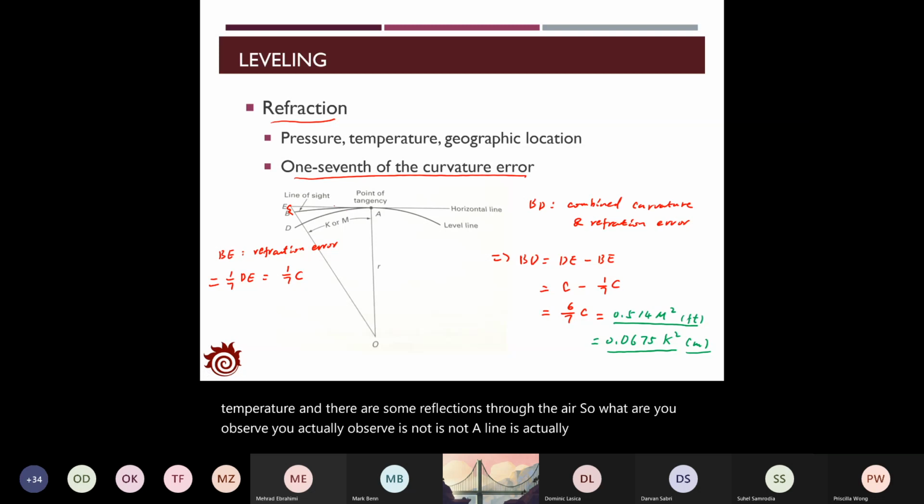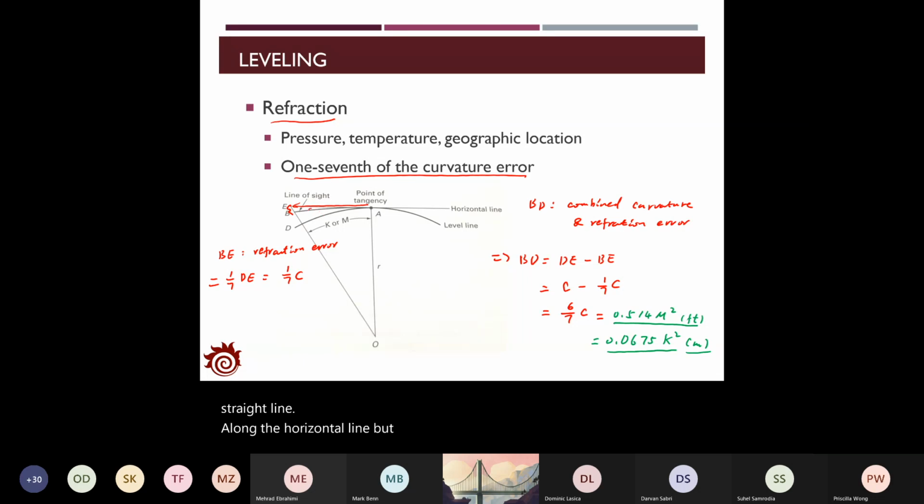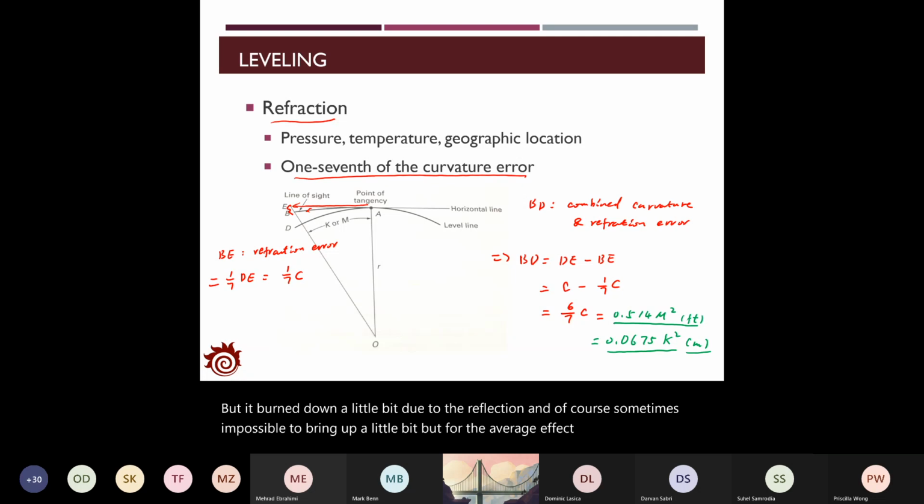It's just like what you're going to see here. You are supposed to look in a straight line along the horizontal line, but due to the refraction, you observe a curve, and it bends down a little bit. Of course, sometimes it's possible to bend up a little bit, but for the average effect, usually it will bend down around 1/7 of the curvature error. Okay, thank you.